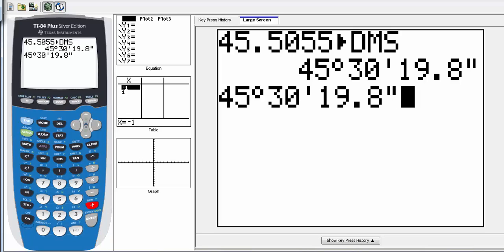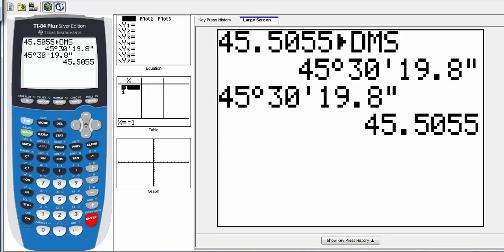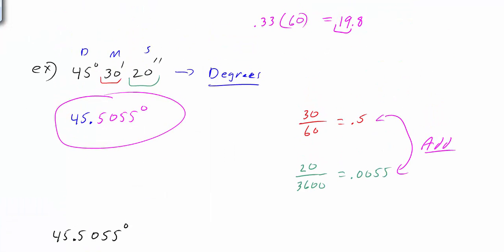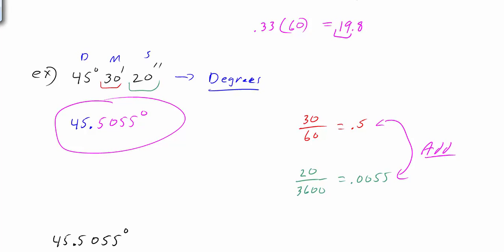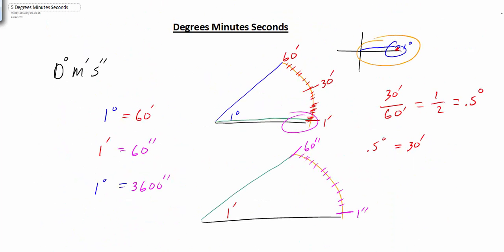So here we type in the degrees, minutes, and seconds, and to get the decimal, we simply hit enter, and we get the 45.5055. And that is the same answer that we had come up with before. So the reason I wanted to go through this by hand is I want you to understand the idea of degrees, minutes, and seconds, but you always have the use of your calculator to make those conversions.